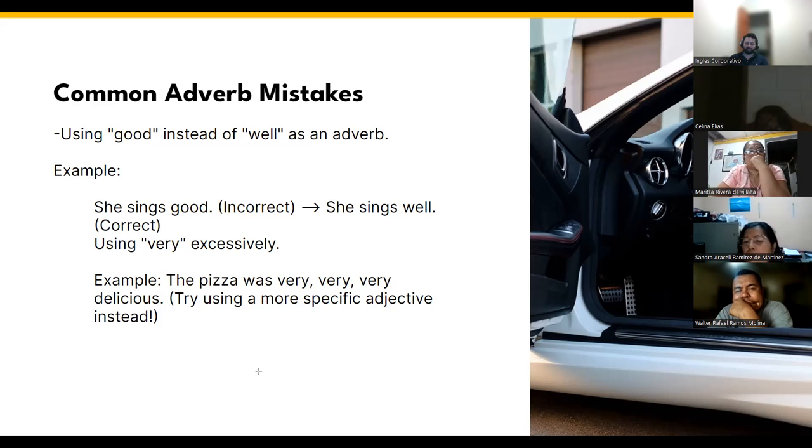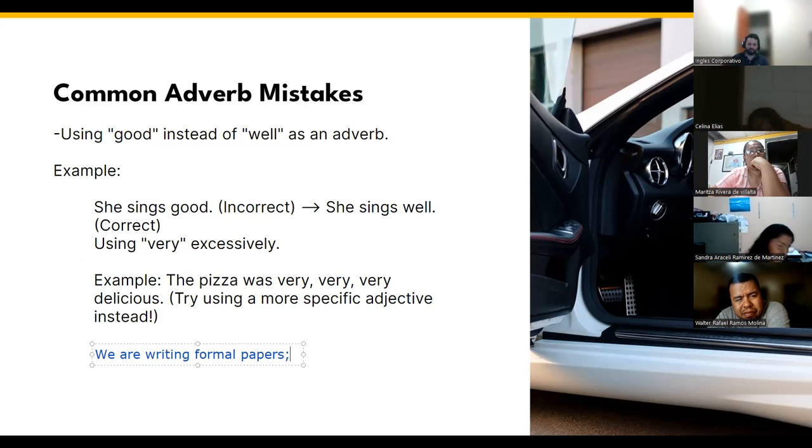So basically, guys, what's wrong with using this? In real life, nothing really. You could use that to express admiration for someone, to tell them you think they're even better than everybody else. The thing is that this is not good, guys, when we are writing formal papers, for example, an email.